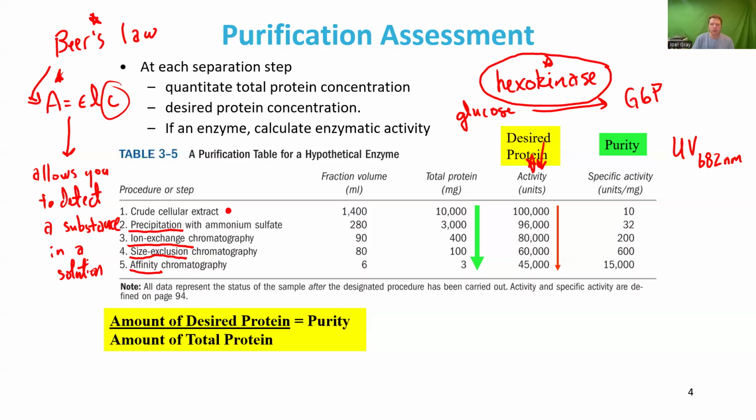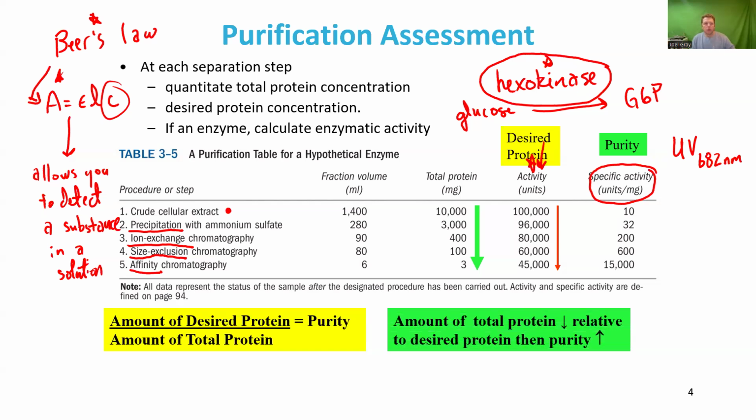Perfect. Okay. So when you think about how pure a protein is, I want you to think about specific activity. The higher your specific activity is, the more pure your enzyme is. Now, when you have a complex mixture, you're going to start out with a ton of protein, a ton of junk, more or less. And what you want to do is get rid of the stuff that's not yours.